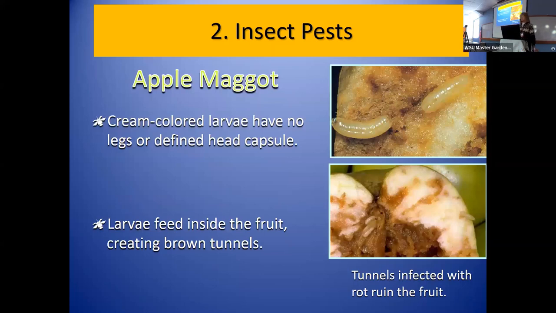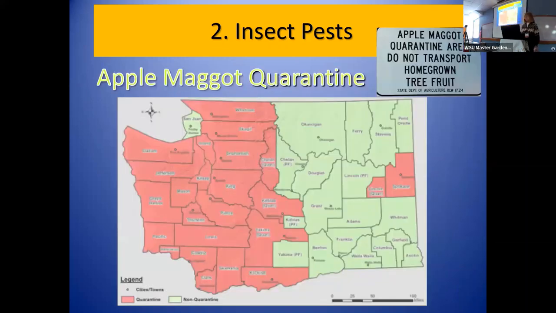So in time, those eggs hatch and the larvae emerge. The larvae for the apple maggot are cream colored, they do not have legs, and they do not have a defined head capsule. So welcome to the world of a maggot. The larvae also, as they work their way through the apple, as they feed, they create these tunnels. They become these brown tunnels of rot and just make a real mess out of your apple. They destroy your apple.